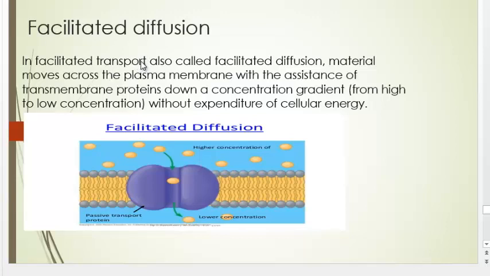In facilitated diffusion or in facilitated transport, also called the facilitated diffusion, material moves across the plasma membrane with the assistance of transmembrane protein down a concentration gradient from higher to low concentration without the expenditure of cellular energy.